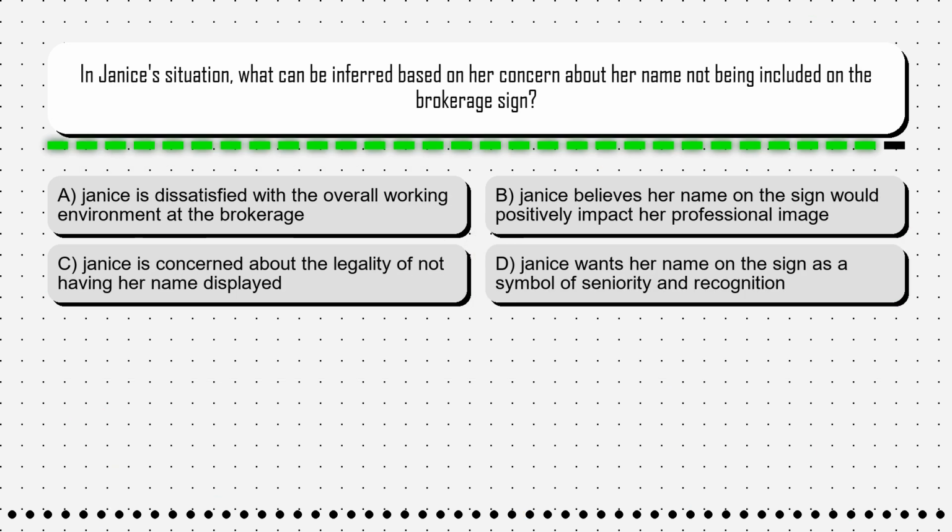Question 85. In Janice's situation, what can be inferred based on her concern about her name not being included on the brokerage sign? Option A, Janice is dissatisfied with the overall working environment at the brokerage. Option B, Janice believes her name on the sign would positively impact her professional image. Option C, Janice is concerned about the legality of not having her name displayed. Option D, Janice wants her name on the sign as a symbol of seniority and recognition.